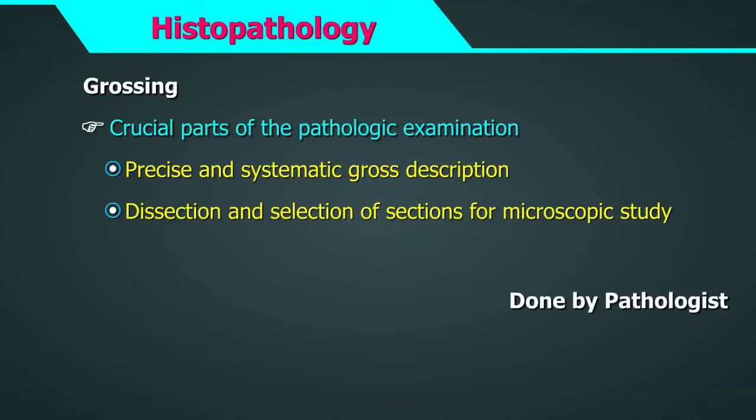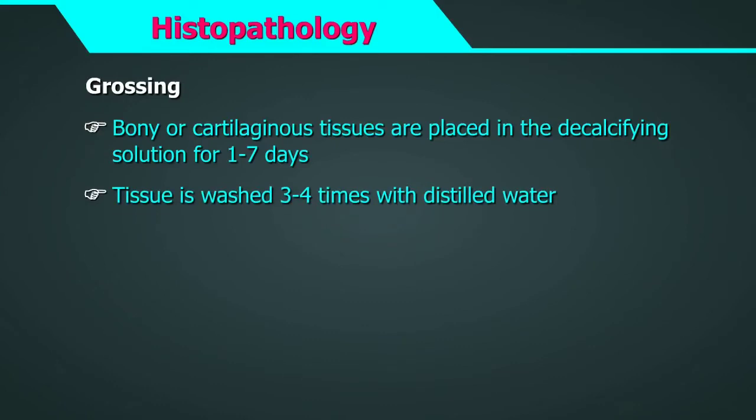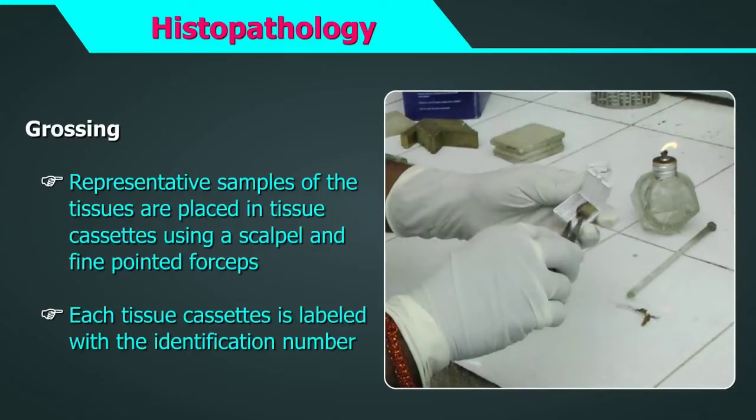This should be done by a pathologist having reasonable skill in histopathology and should not be left to the technical staff. Bony or cartilaginous tissues are placed in the decalcifying solution for 1 to 7 days. The tissue is washed 3 to 4 times with distilled water. Number of bits received must be noted, especially in small biopsies. Representative samples of the tissues are placed in tissue cassettes using a scalpel and fine-pointed forceps. Each tissue cassette is labeled with the identification number.